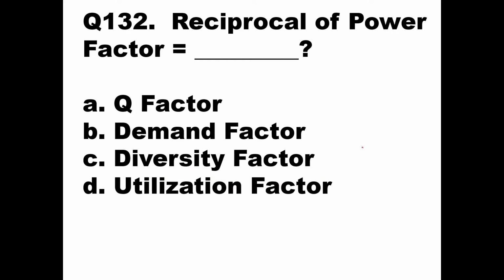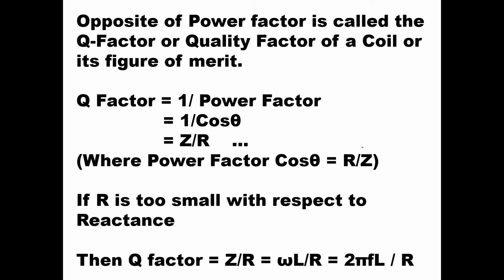A reciprocal of power factor is what? So, reciprocal of power factor. Now power factor can be given in many ways. It is cos theta, which is your true power upon apparent power. So here we will see the opposite of power factor is called the Q factor or quality factor of a coil, or a figure of merit. Quality factor is equal to 1 upon power factor, which is equal to 1 upon cos theta, which is equal to Z upon R.